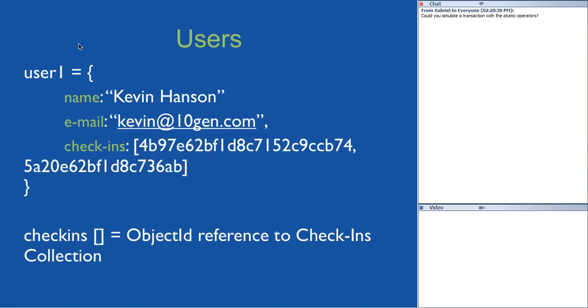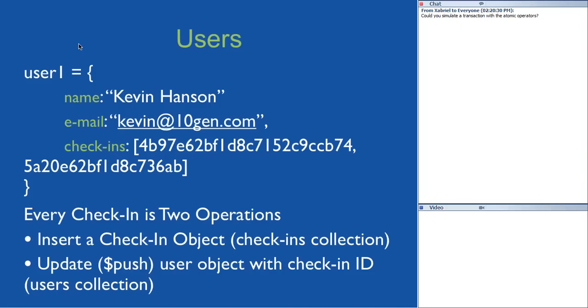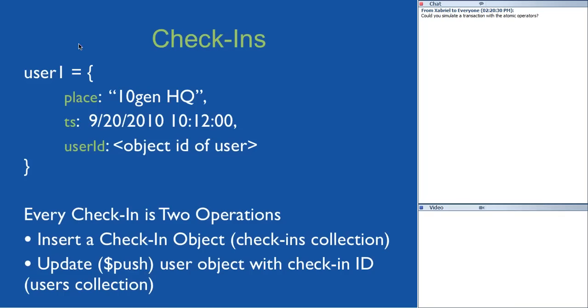So that's an object ID reference to the check-ins collection. So that's our users, and then we also have check-ins. And every check-in is going to be a check-in document with a place, a timestamp, and a user ID. So that's actually interesting to talk about, because you'll see here that this check-in references an object ID of a user, and we had a user before which referenced the object ID of a check-in. So we have these two things which reference each other, and keep in mind that's our application that's creating that. It's not some database level created foreign constraint or foreign key. But every check-in is two operations.